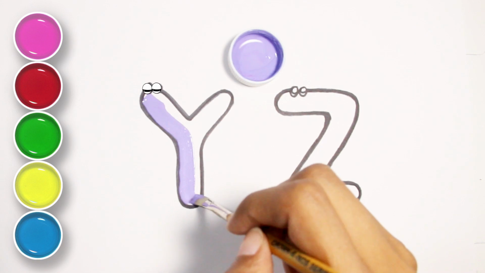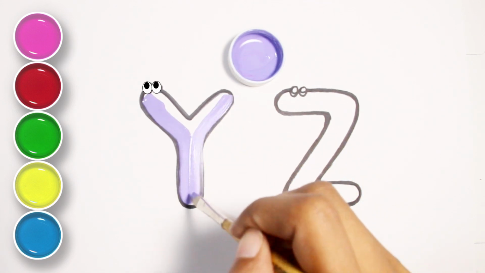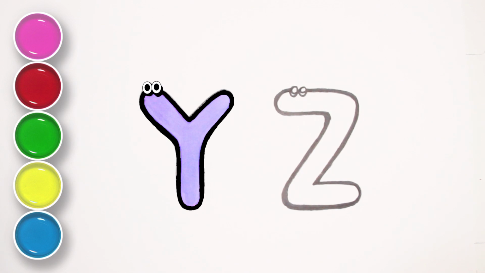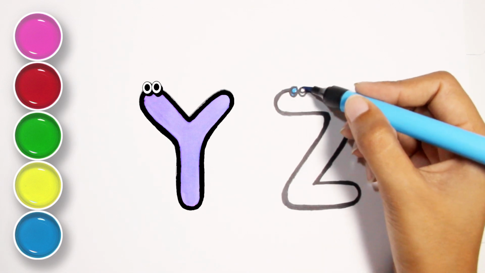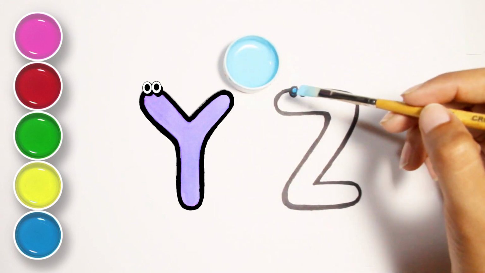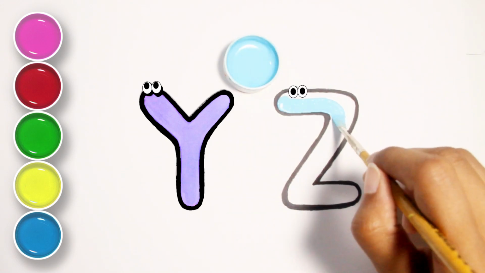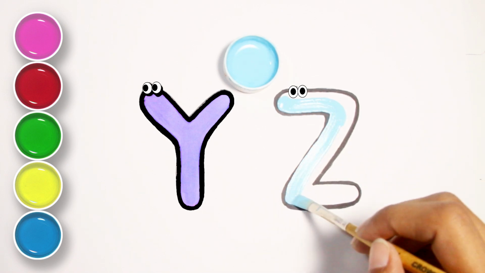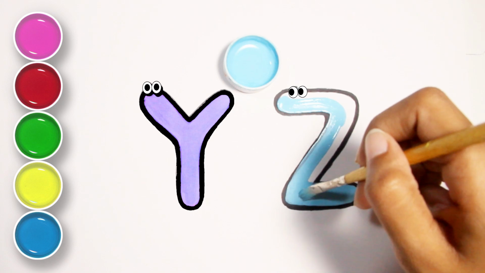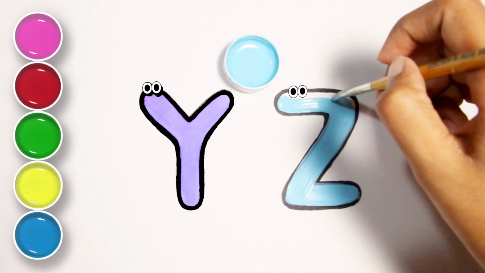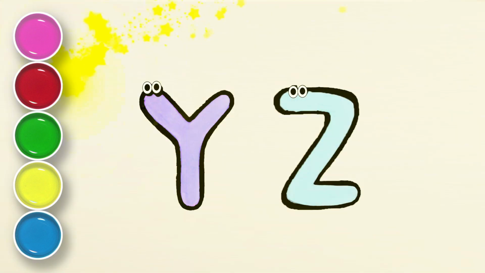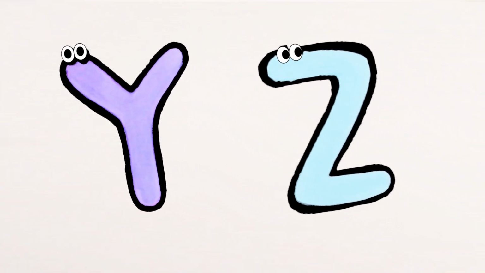Let's draw and paint together. Sky blue. Let's draw and paint together. Learning alphabets is really fun while drawing and coloring with QTP Arts.